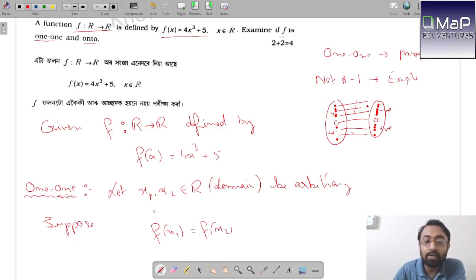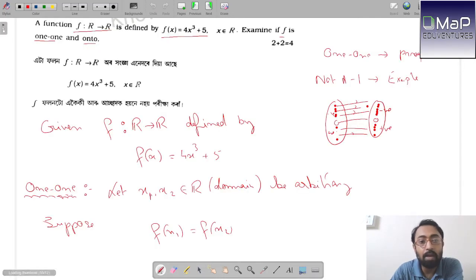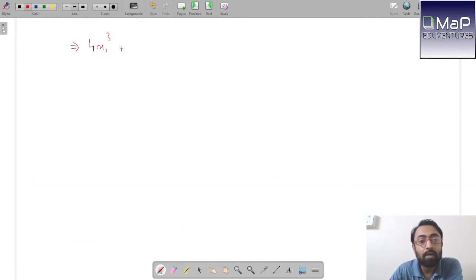All right, so next if we look, f of x1 will give us 4 times x1 cube plus 5 equals 4 times x2 cube plus 5. So 5 will cancel out, and 4 will also cancel out. So we are left with x1 cube equals x2 cube.